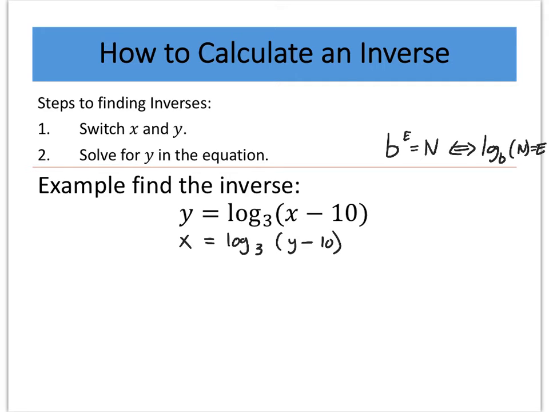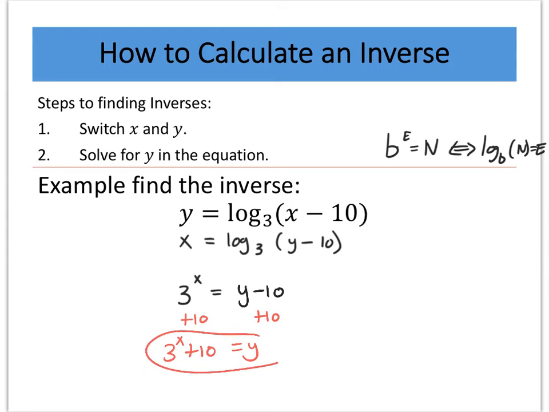So we're going to use this property to convert. It's going to be the base to the power of the exponent, or the base of the log to the power of the answer. So 3 to the power of x equals the stuff inside the logarithm, which is the number. In this case, it's y minus 10. And then just add 10 to both sides. So 3 to the power of x plus 10 equals the y value, and this is your answer.